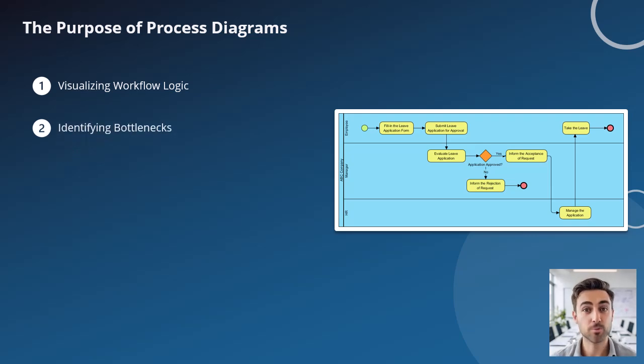Visualizing the sequence helps identify bottlenecks early. It allows stakeholders to see exactly where delays occur and who is responsible for each step in the operational chain.